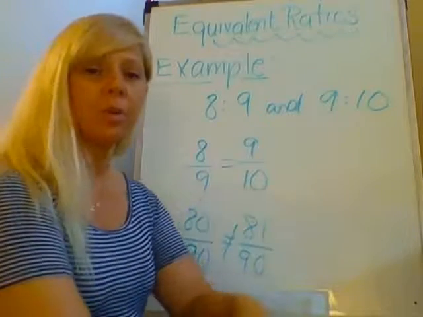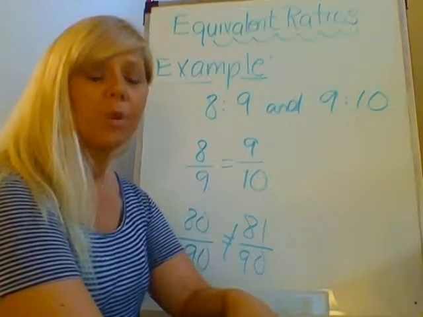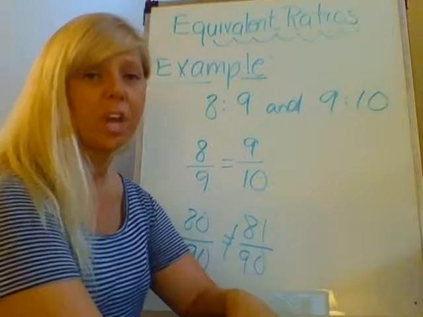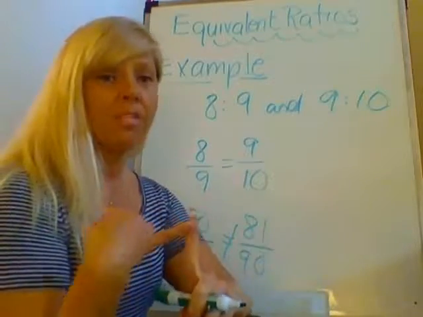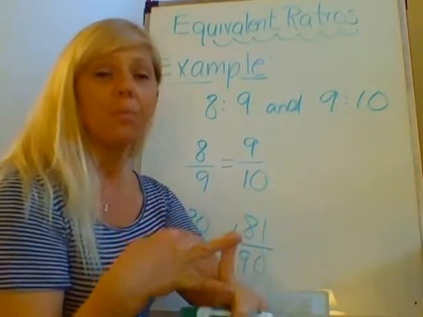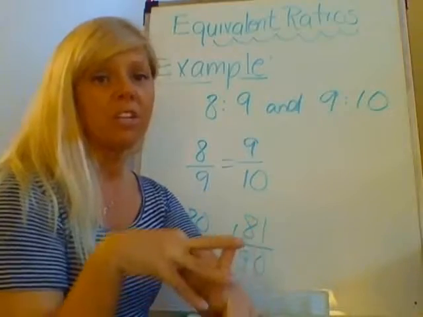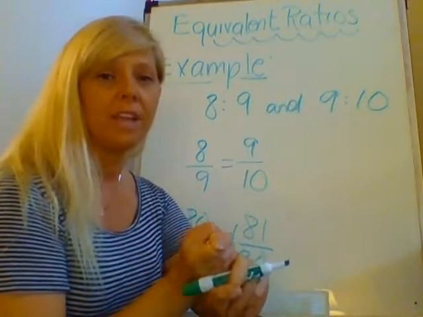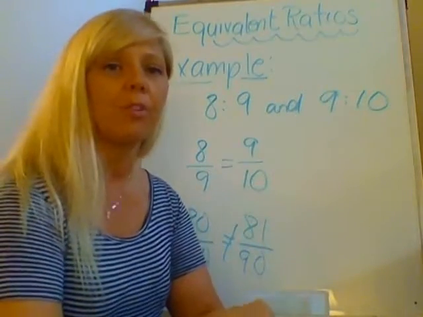So those are the three ways to prove if two ratios are equivalent to each other. Put them in lowest form, use a common denominator, or change them to decimals to see if they're equivalent. And that is how I can tell with equivalent ratios.